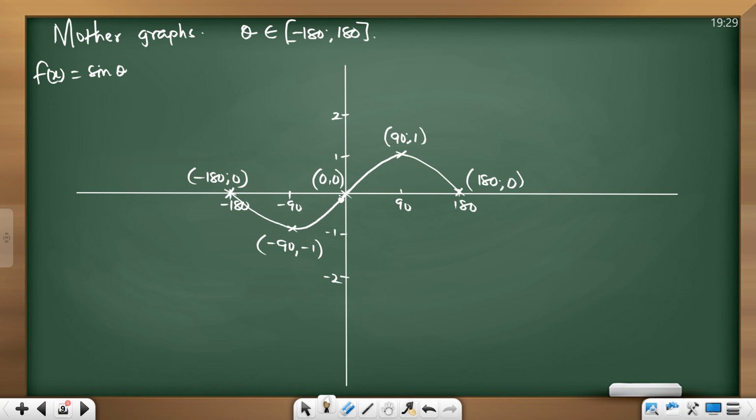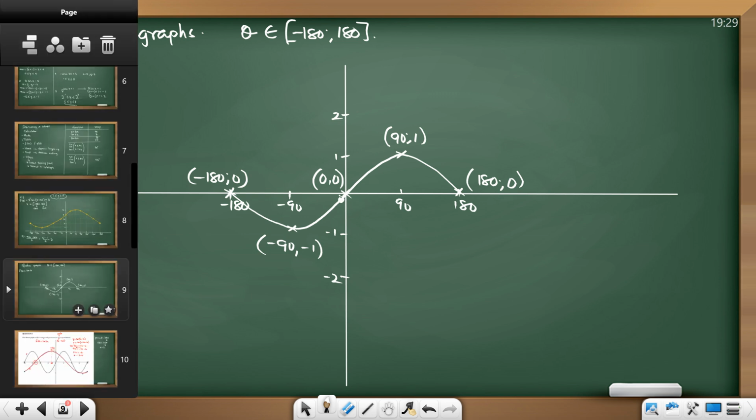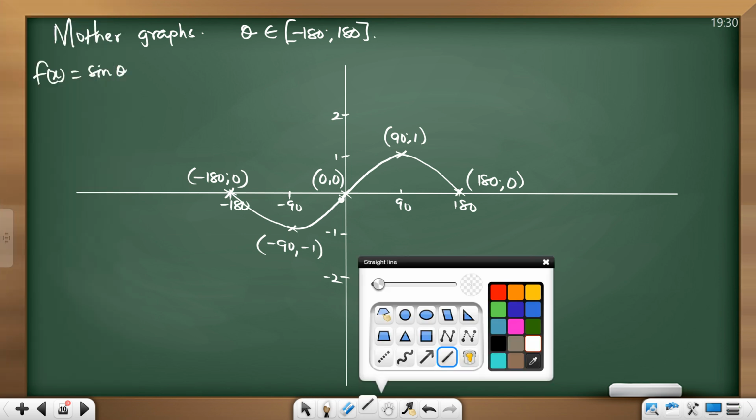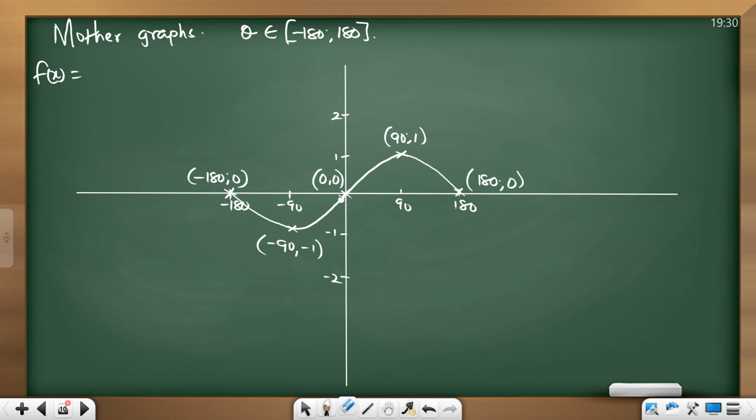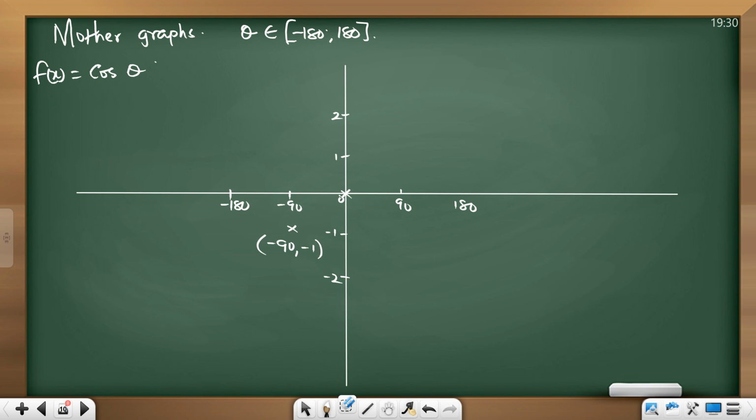Let's draw cos. Please let's mute ourselves. Let's draw the graph of cos. Cos theta. And I'm going to show you something tonight. Oh, there's still time. Next week we'll answer questions. Cos theta. Mother graphs again. Cos theta mother graph.